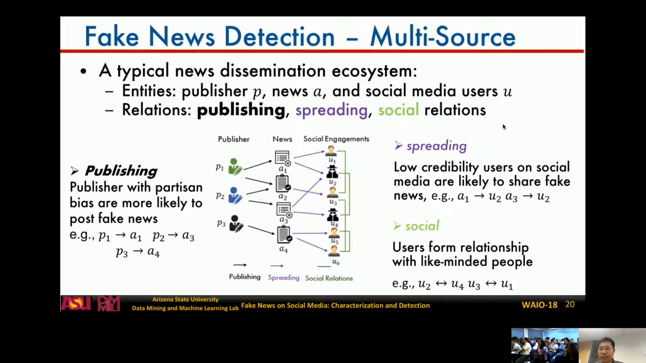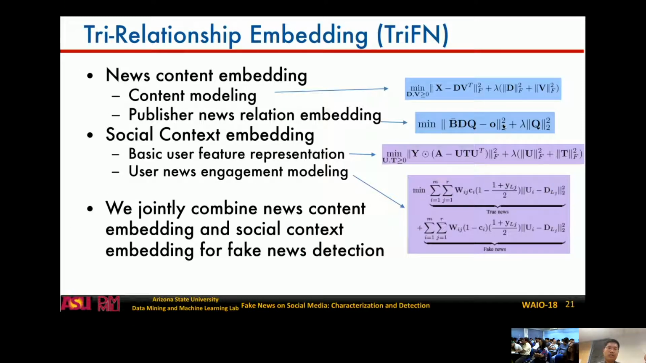The third is the social relation among these users. As we mentioned before, when we talked about social theories that can be used on social media, we talked about the echo chamber. The echo chamber basically says that people tend to form relationships with like-minded people. We also try to use that theory to guide our modeling of the social relationship between these users. So we have all these three entities, and then we propose a tri-relationship embedding framework. Tri-relationship means we try to understand the relationships between these three entities.